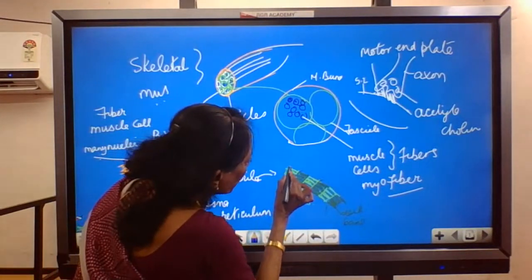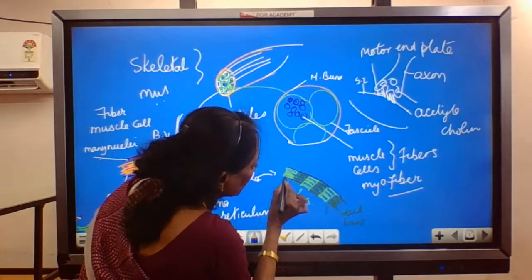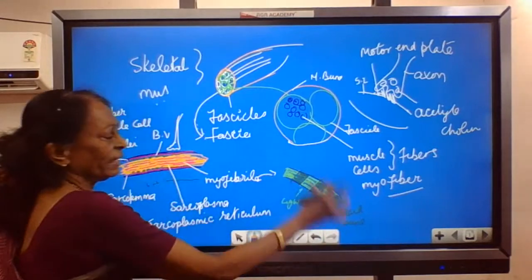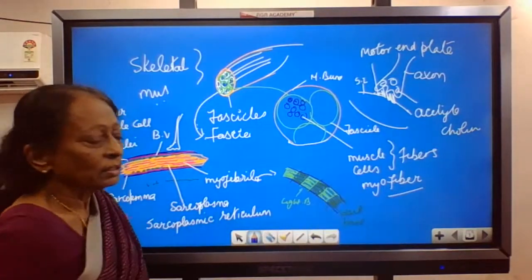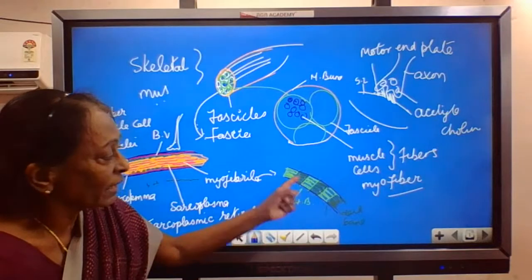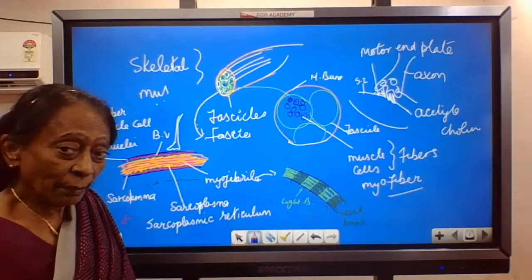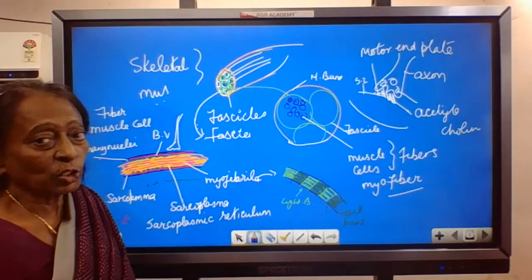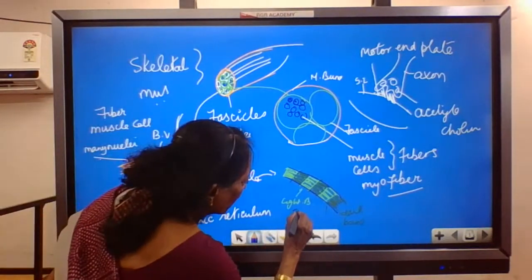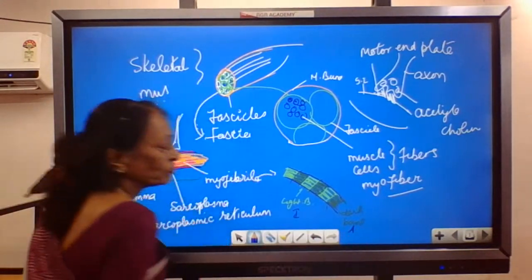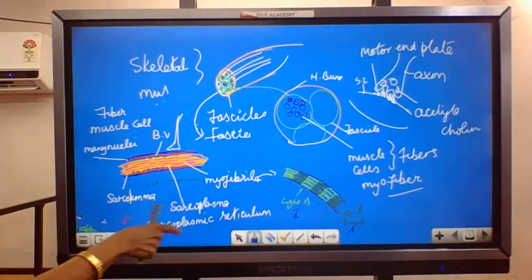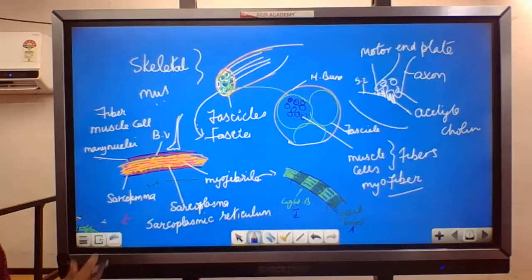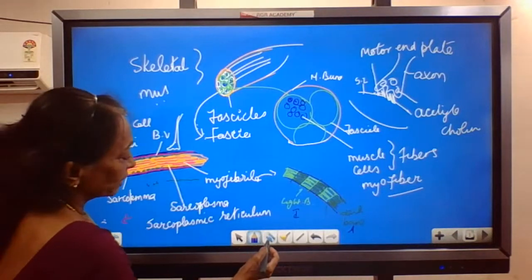Suppose the whole thing is packed in your muscle fiber. The entire fiber has the dark area, known as the dark band, and the light band. The light band is called the isotropic band. The dark band is called the anisotropic band. This is called the I band and this is called the A band. Now you have to go further into the I band and A band. Is it clear? Now let me proceed further.